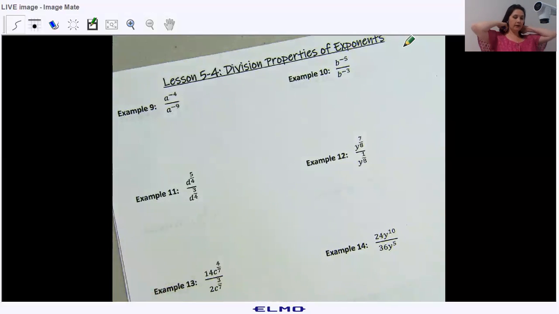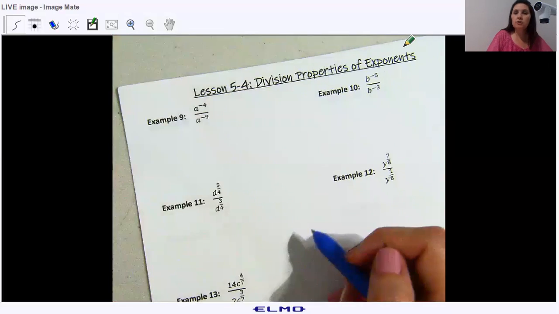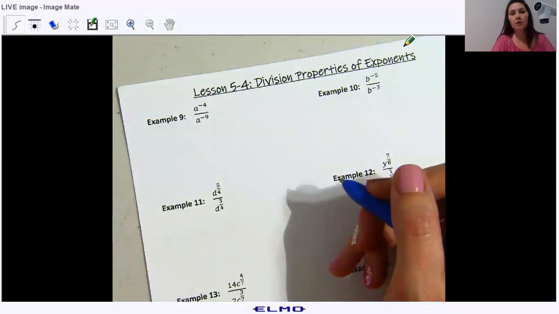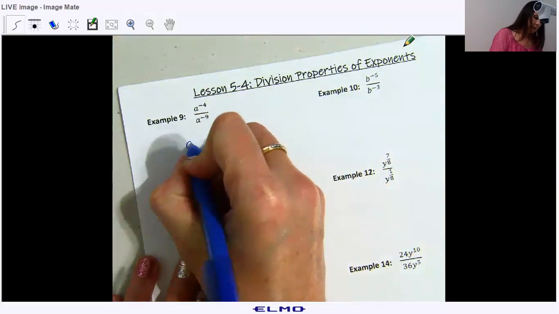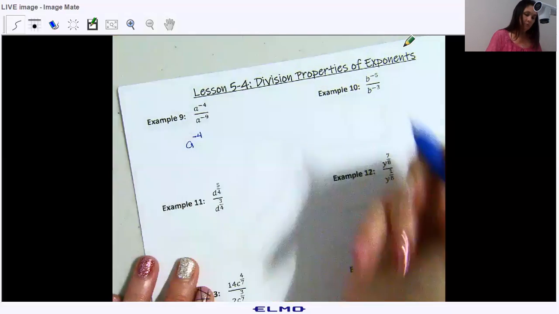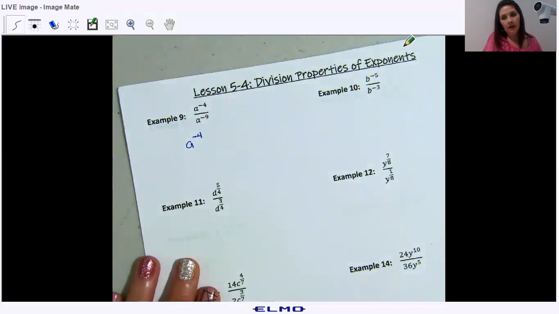Now we have variables with negative exponents. So we're gonna do some of these. And I know there's a lot of practice, but I wanna make sure that you're ready to do your homework on your own. Okay, so we have a to the power of negative 4 minus a negative 9.